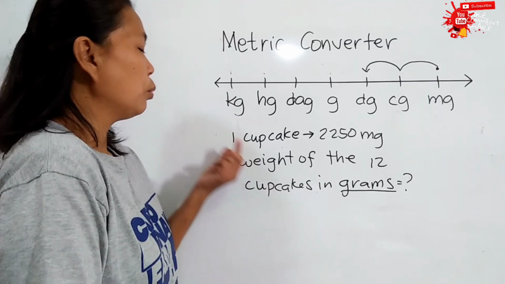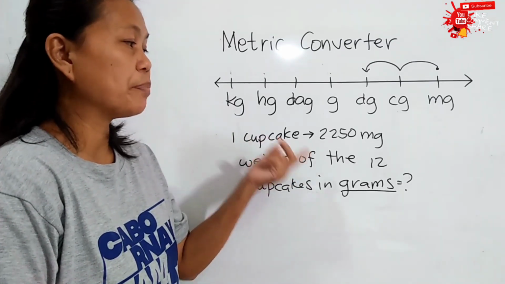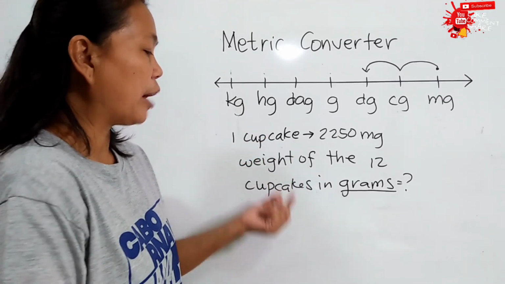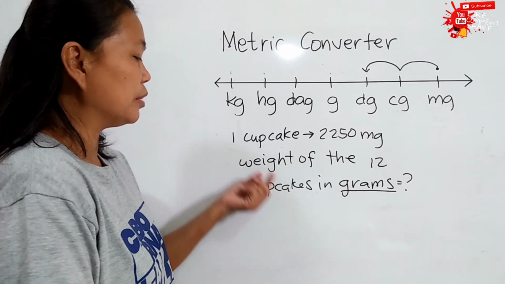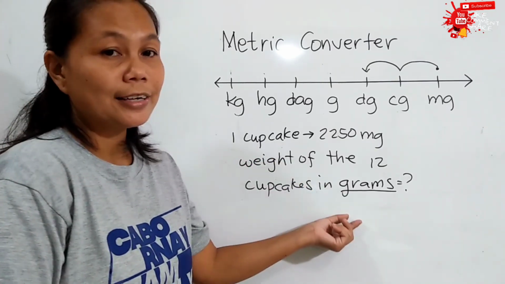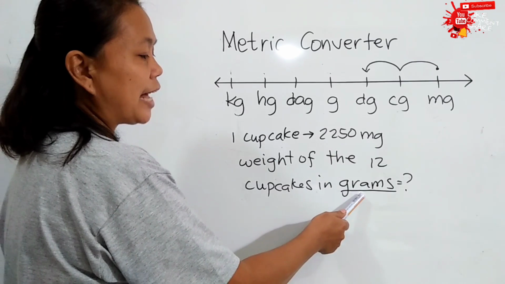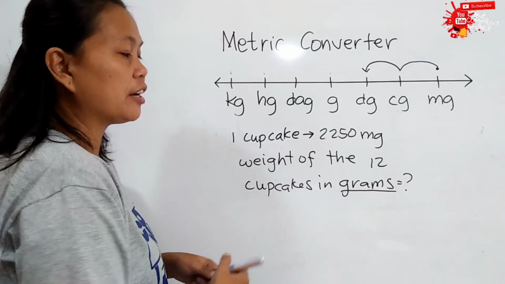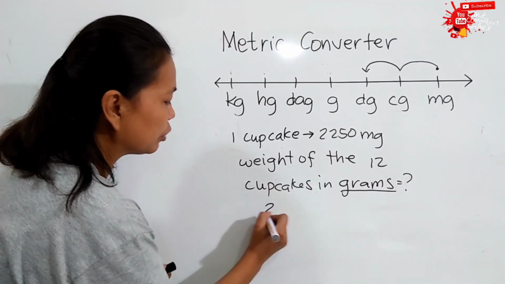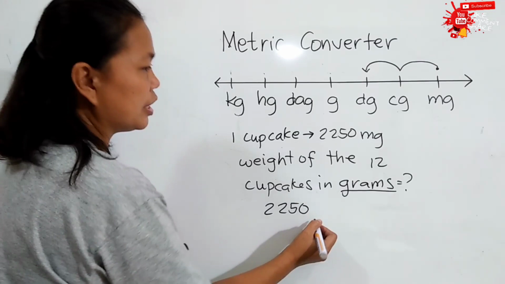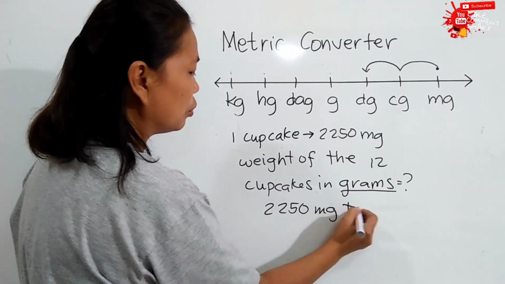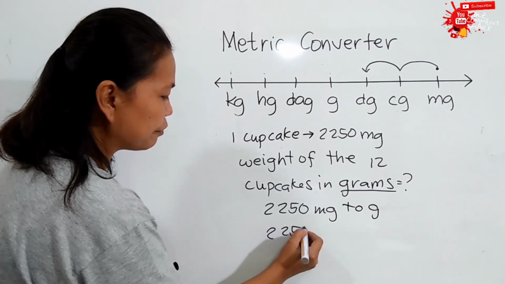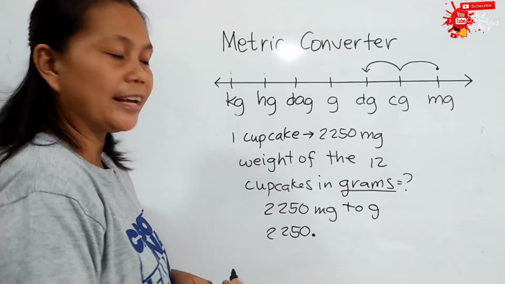Okay, again, 1 cupcake contains 2,250 milligrams and the problem asks for the weight of the 12 cupcakes in grams. So first, since the problem is asking for grams, we need to convert 2,250 milligrams to grams. So since this is 2,250, this is the location of the decimal point.